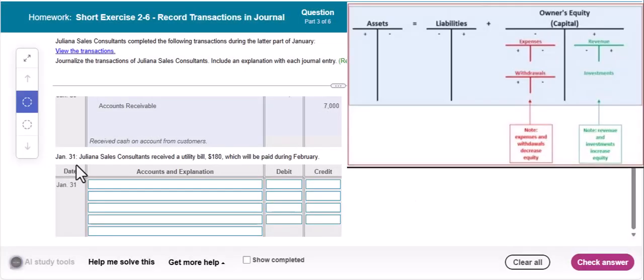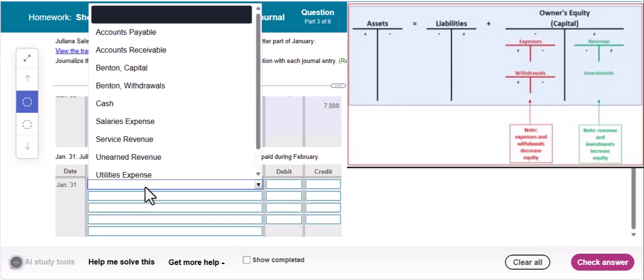So January 31st, Juliana Sales Consultants, that's us, received a utility bill for $180, which will be paid during February. So notice here on the transaction, it is January and we're going to pay it in February. So we're not paying it now. So this is some type of a payable, and cash will not be involved here. So let's first talk about what is the expense for. It's a utility expense. So let's see, we have a utility expense here for our first account.